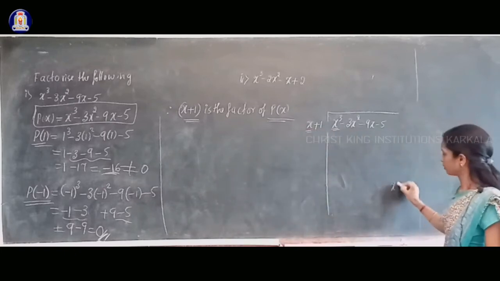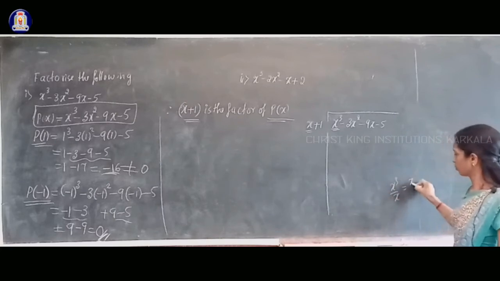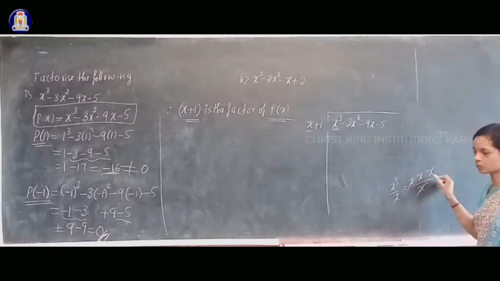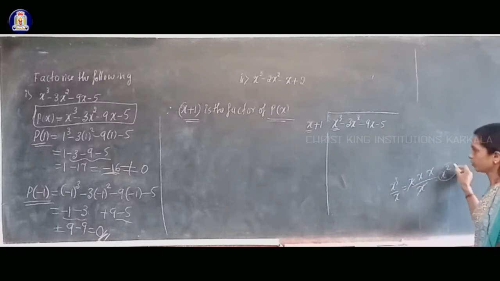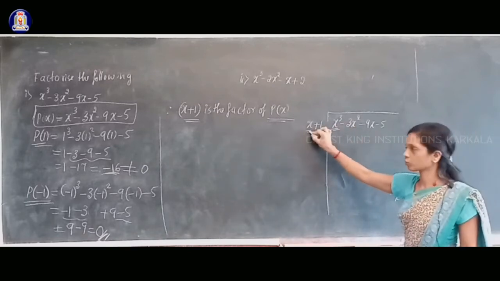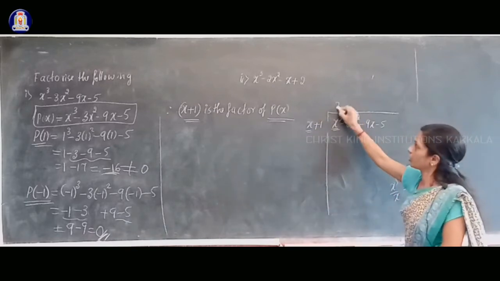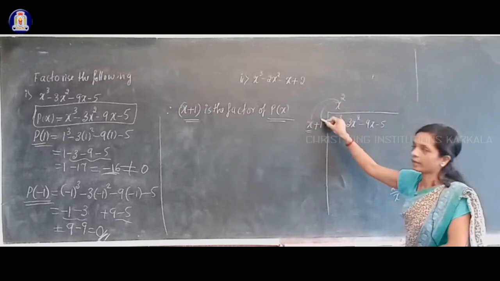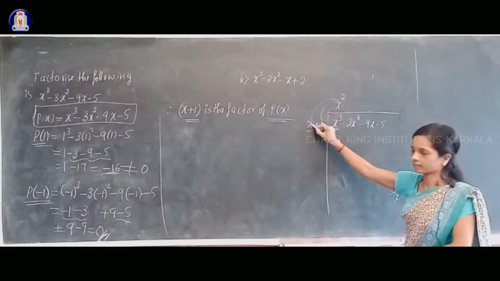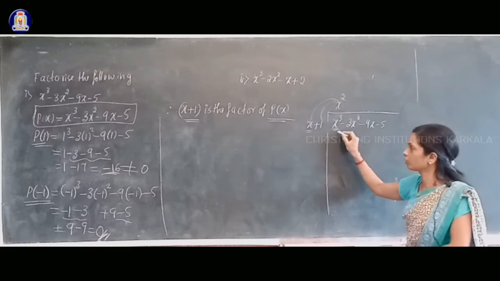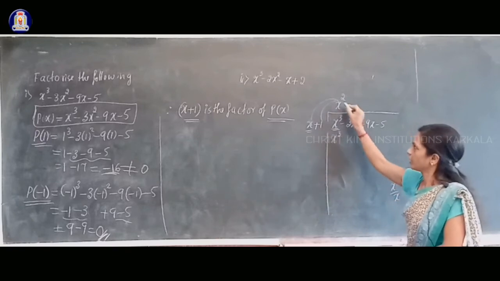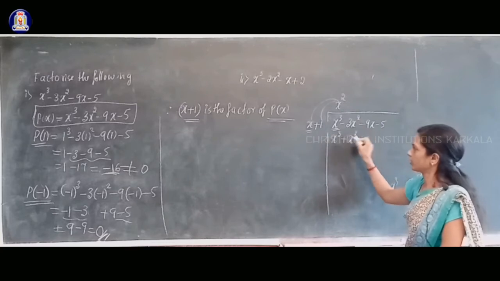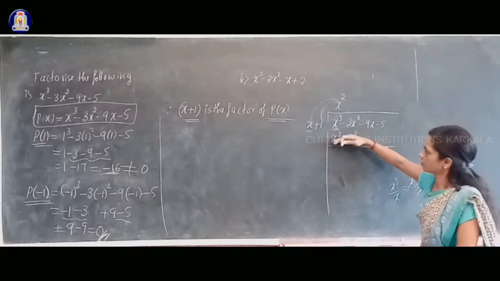I'll do it on the side: x cube by x. x cube means x into x into x, dividing by x, one x cancels, x into x, that is x square. When you divide the first term inside by the first term outside, what you get you write in the quotient place, x square. Now you multiply x square into x, that gives you x cube, which you write below the x cube term inside. Then x square into 1, that is x square, you write below the x square term inside. Next you have to subtract this from this.